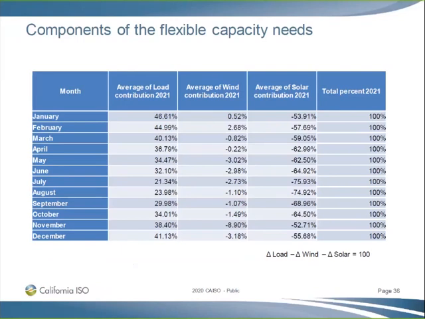For the load in the summer months, you can see July, August, and September, all those contributions tend to be small compared to the rest of the months. And the solar contribution is around 70, above 70. And this we have observed before.